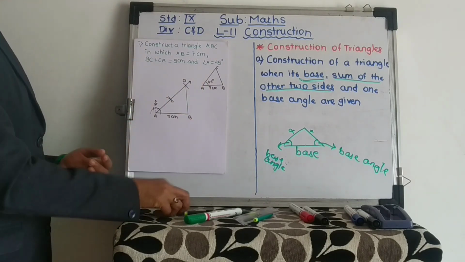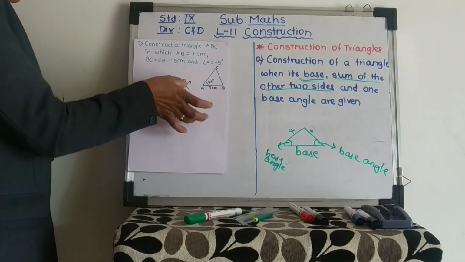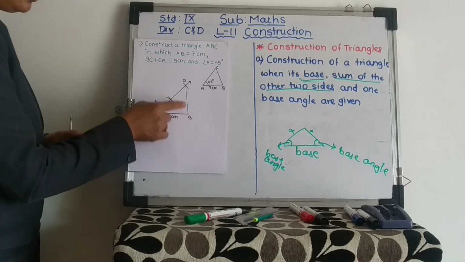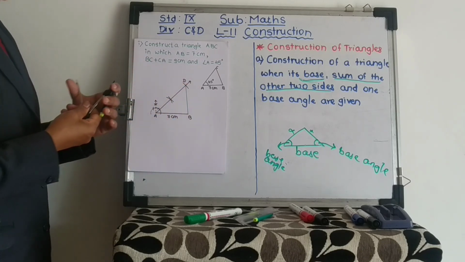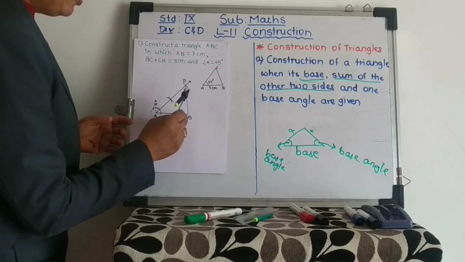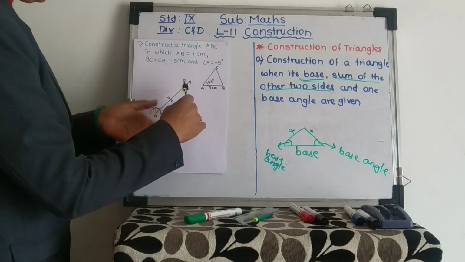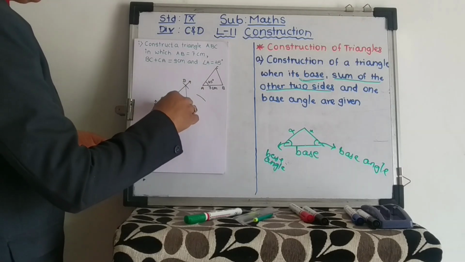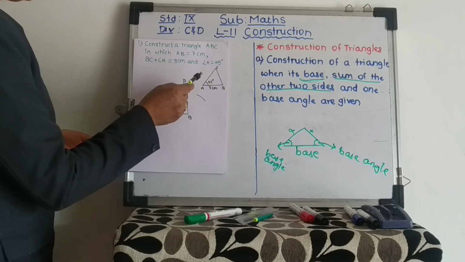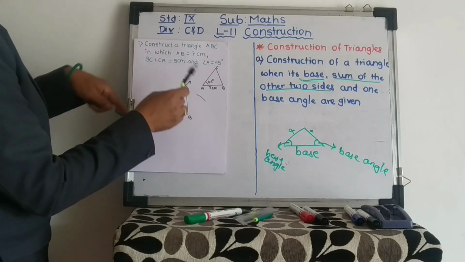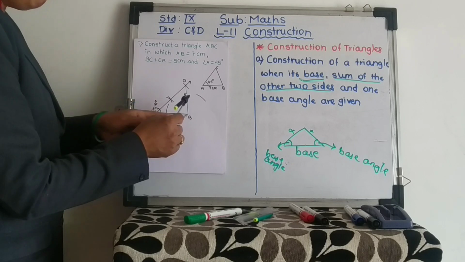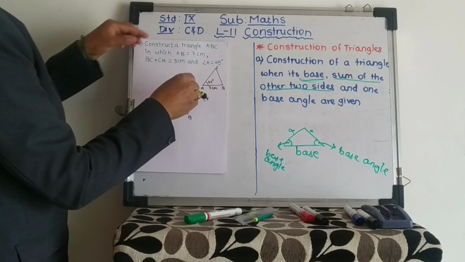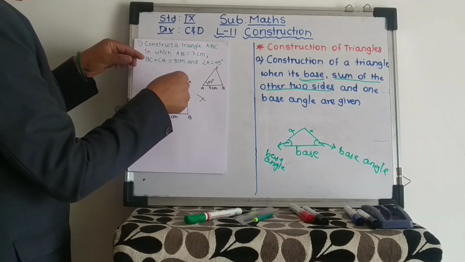Now what next? Just look towards this green line, right? This segment we are going to bisect. So let us bisect it. We will put the compass at more than half. We'll take a distance and we will mark an arc, right? Now BD we are bisecting, that's why we are putting one time at B and one time at D. Just put the compass and mark it.